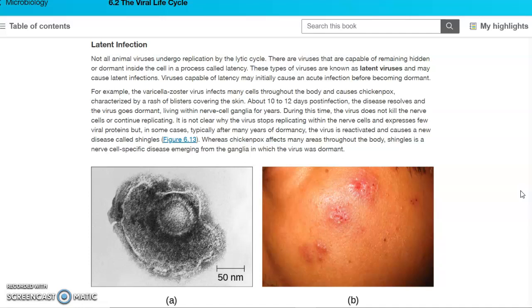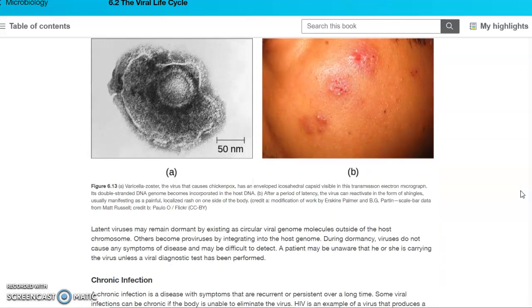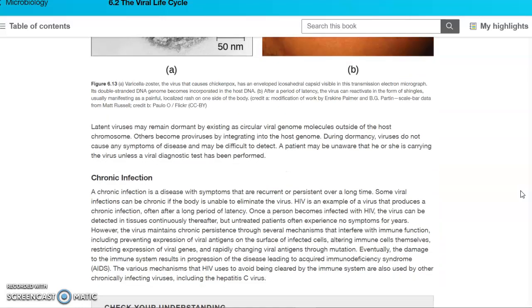One of the best examples of this is the varicella zoster virus. Individuals contract chickenpox when they're a kid. That's the acute phase of the infection, and then it goes away. Well, that virus hides in nerve cells, and years later it can become active again, resulting in shingles.